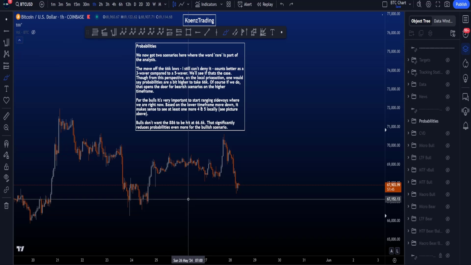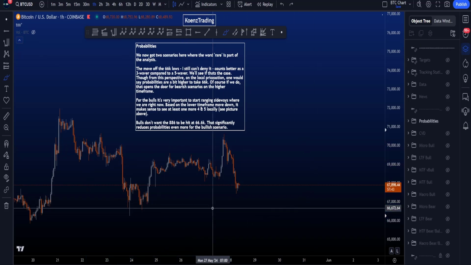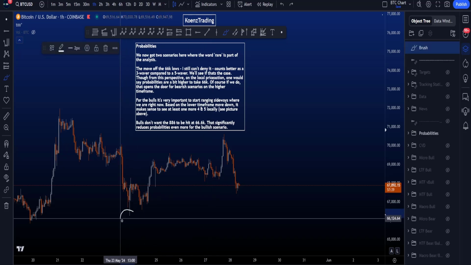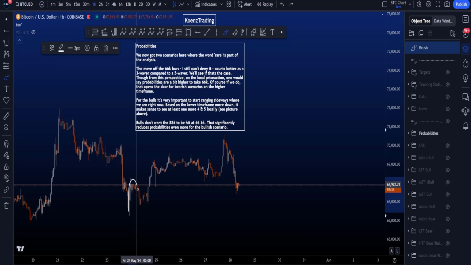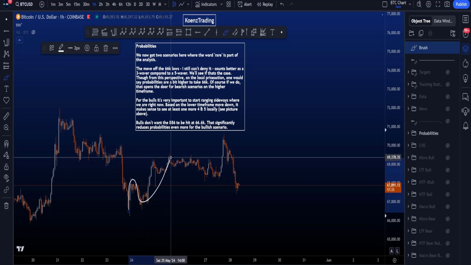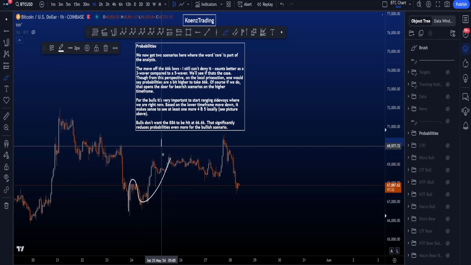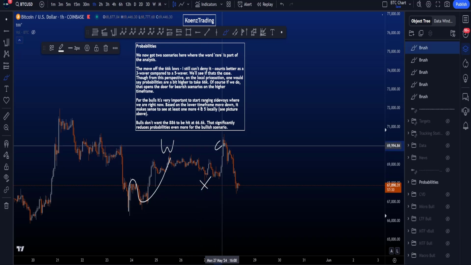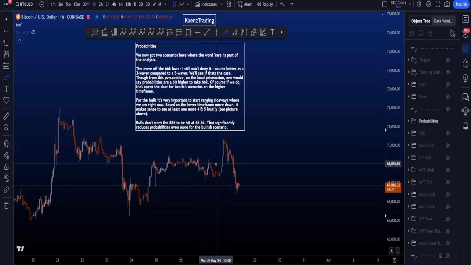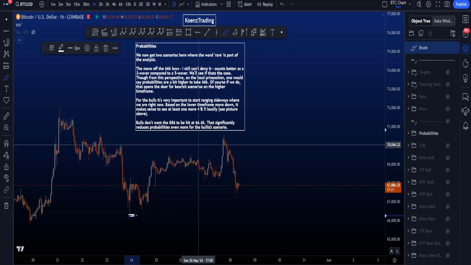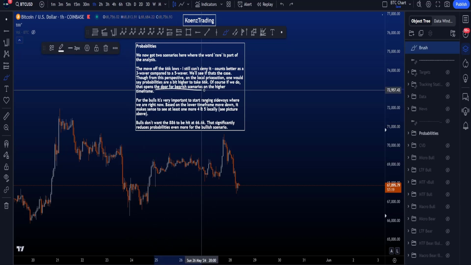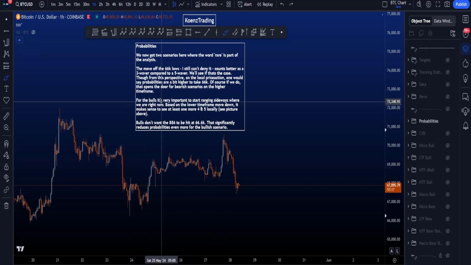Now from this perspective, if we look at the local price section, one would then say that the probabilities are a bit higher to take this low at 66k, just because this counts better as a 3-wave structure to the upside, which increases probabilities for the WXY. Of course, if we do move to the downside and take out this low, it also opens the door for bearish scenarios on the higher time frames.